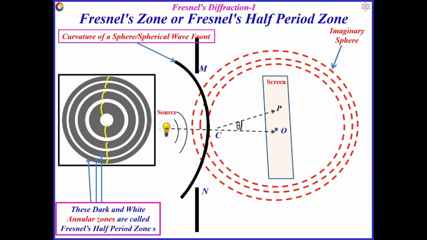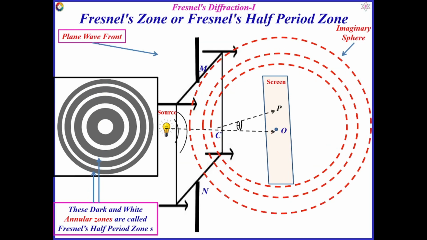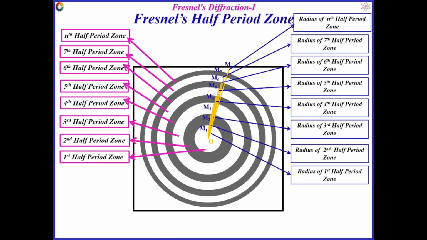Also, we discussed in our last video how to obtain the half period zones. In detail, these things have already been discussed in our last videos. We construct imaginary circles by considering O as the center. This is for the spherical wavefront. Similarly, for the plane wavefront, we also discussed how to construct Fresnel's half period zones. Then we discussed Fresnel's half period zone and its radius. Here you can see this is the center, and up to the end of this zone is the radius of the first half period zone. The end of this zone gives the radius of the second half period zone. And here we consider this point belongs to M3, so from this point to this point is the radius of the third half period zone, and so on. Already we have discussed this.